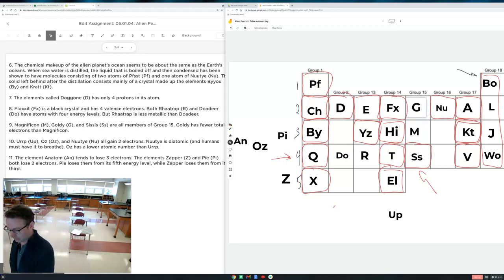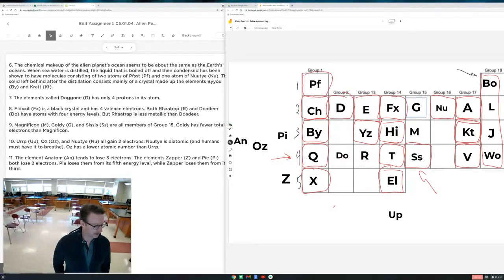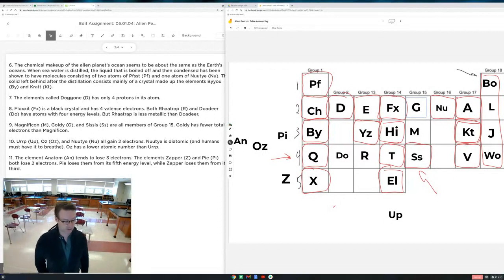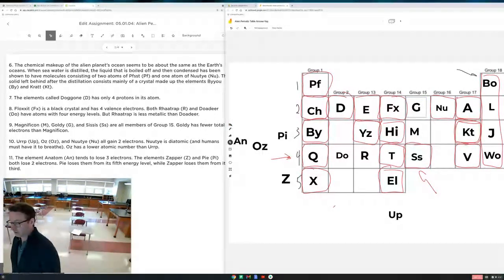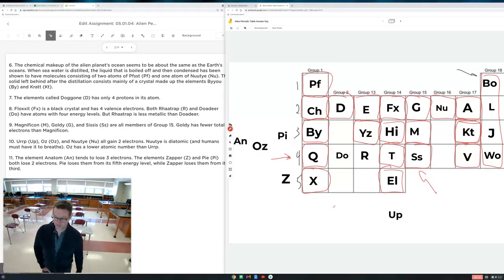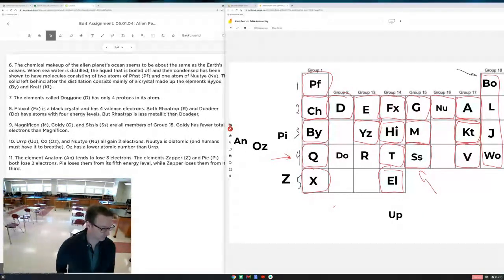M and G, we know they're in group 15. And it says G has fewer total electrons, which means it's a smaller element, smaller atomic number, than M. Well, G being a smaller element would mean it's on the top, so that is already arranged in the right order. Those three elements in group 15, there's only 3 spots, and since G has to be above M, and we know SS is at the bottom, those are locked in, nowhere else to go.